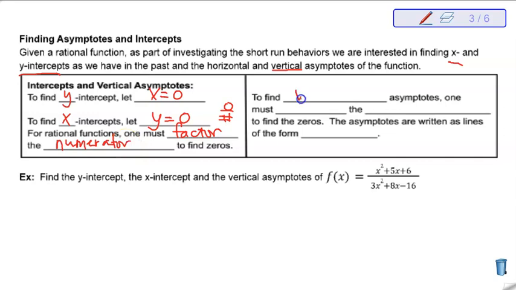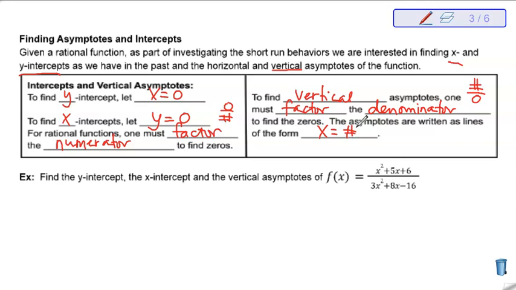Now, vertical asymptotes are places where I have undefined. So in a fraction, the undefined piece comes from the denominator. Therefore, if we are asked to find vertical asymptotes, we need to factor the denominator and set each one of them equal to 0 to solve for our zeros. And each one of those is written as x equaling some number.